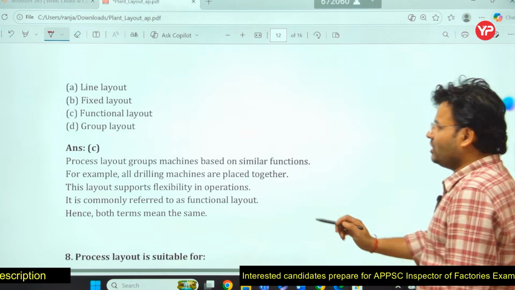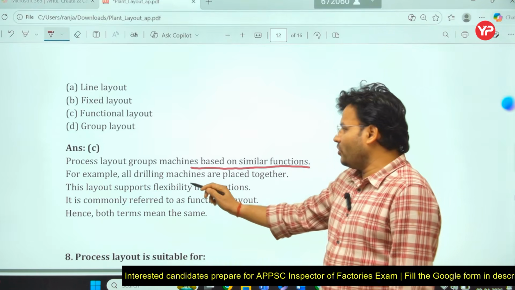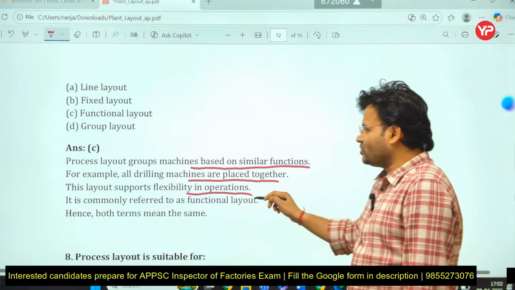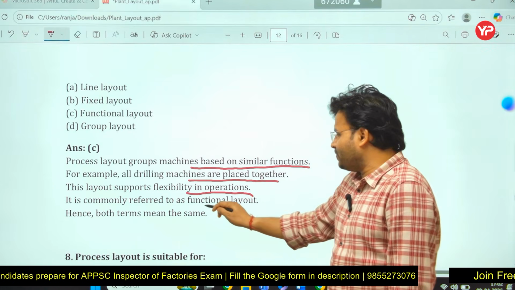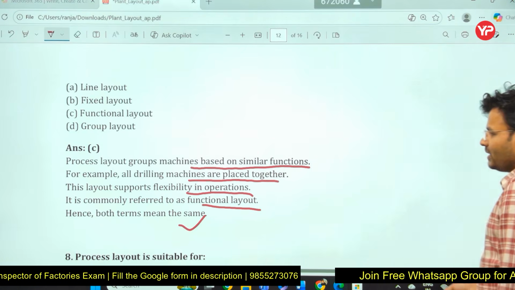Yes, process layout groups machines based on similar function, for example drilling machines are placed together. This layout supports flexibility in operation. It is commonly referred to as a functional layout, hence both terms mean the same, simply we can say.